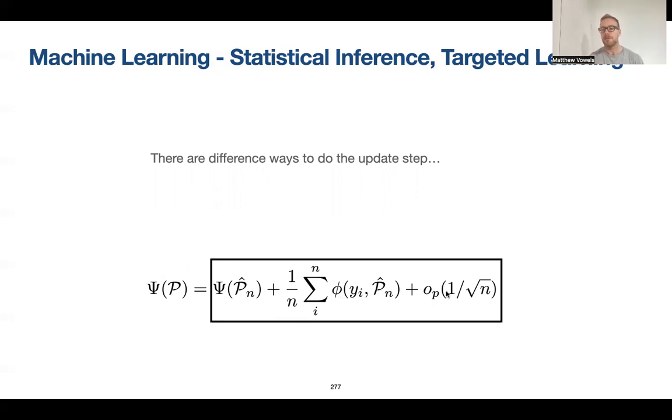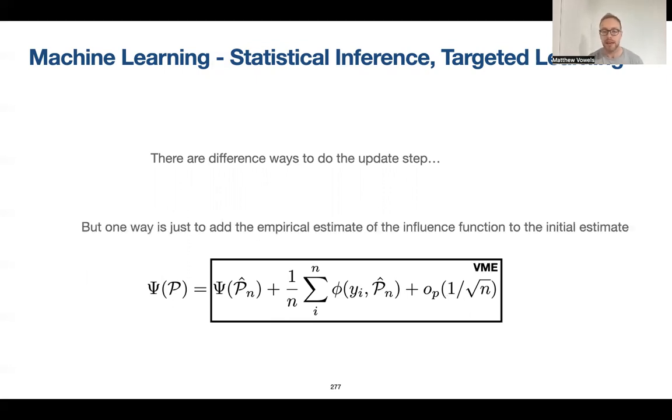We've also got this OP of 1 over root n term here, which is just an error term. It tells you how fast this expression converges, and it converges at a rate of 1 over root n. This is also known as the von Mises expansion. For those who care, this is a functional equivalent to the Taylor expansion. And this is just one way to do the updating step, but there are others as well. In fact, in our paper, the free lunch with influence functions paper, which is referenced at the end of this section, we go through and evaluate quite comprehensively all the different ways to perform this updating step.